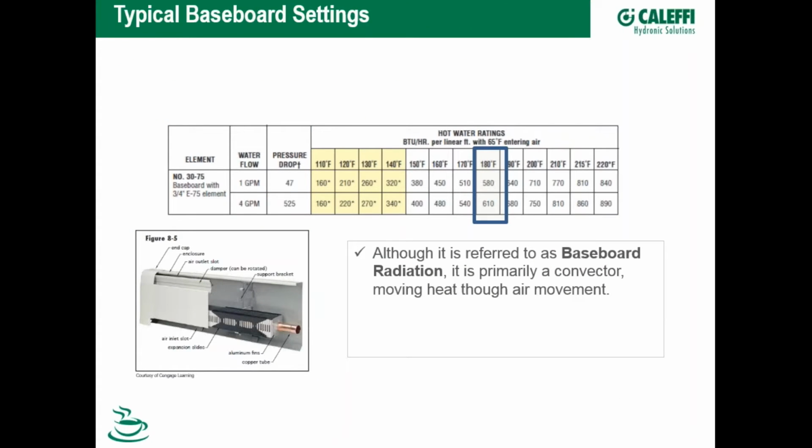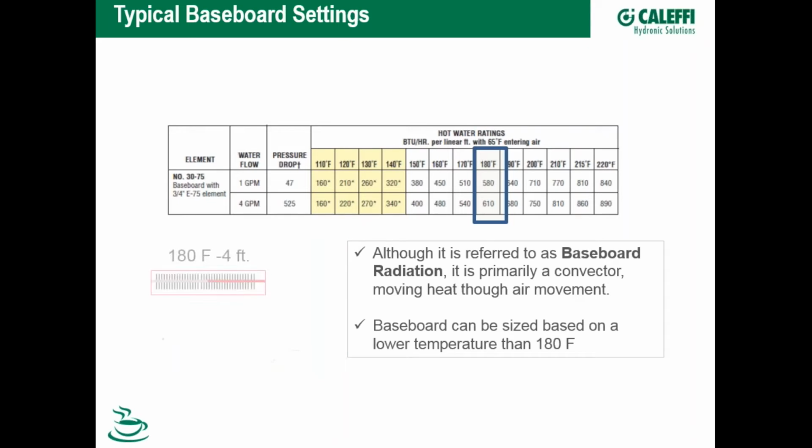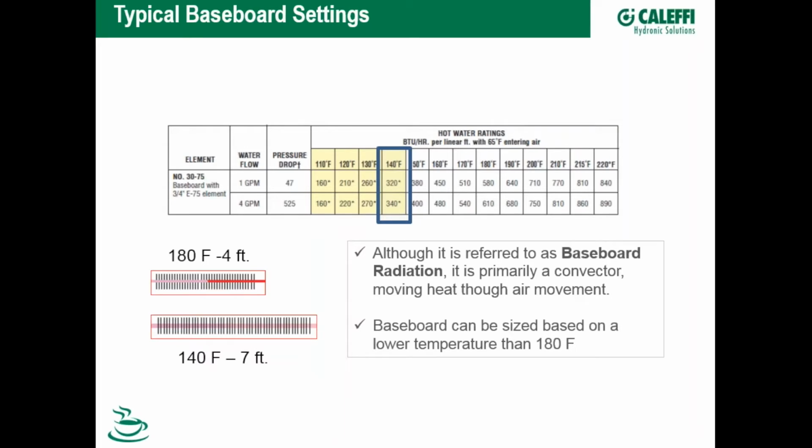And most people think of baseboard radiation, the number that immediately comes to mind is 600 BTUs per linear foot. Now that's where baseboard is rated. The reality is, as you see on this chart here, baseboard output changes with water temperature. So I can drop my water temperature, size my baseboard appropriately, and get to that lower water temperature. So I don't need 180. I can size baseboard down at 140. The thing to consider is that at 180 for an application, I may need 4 feet of baseboard. When I drop the temperature down to 140, the amount of baseboard increases to 7 feet.